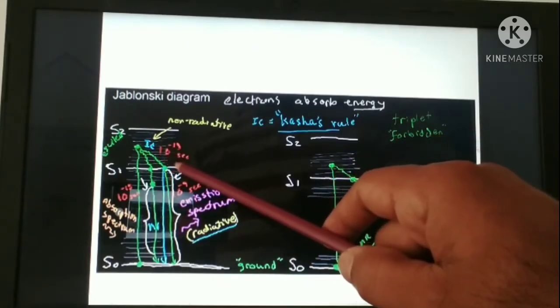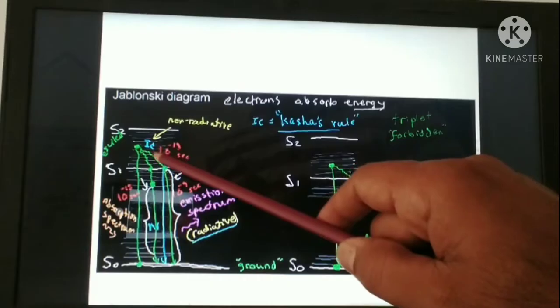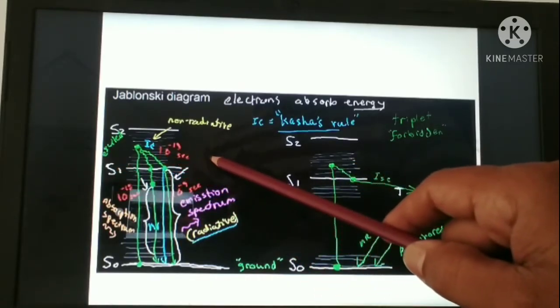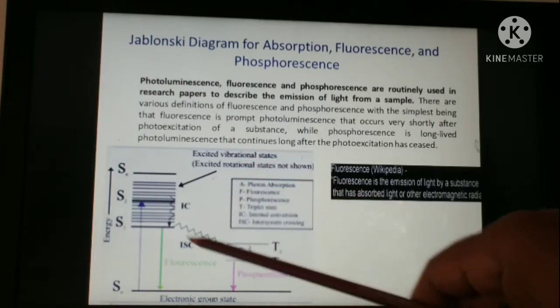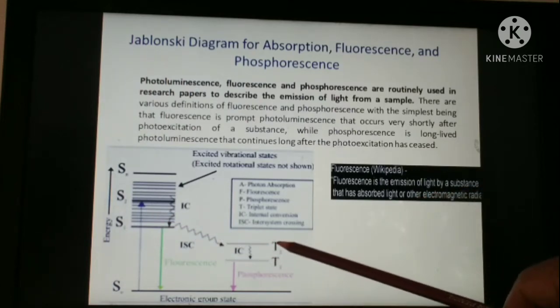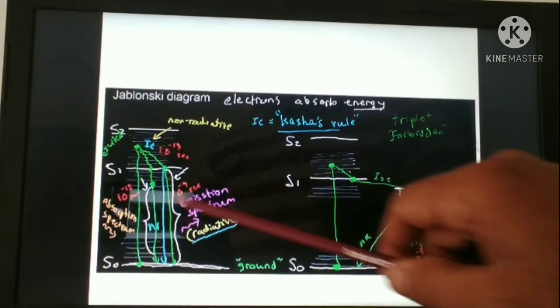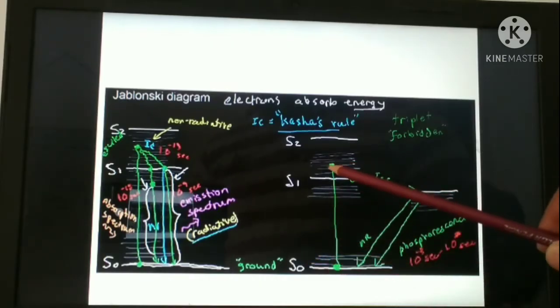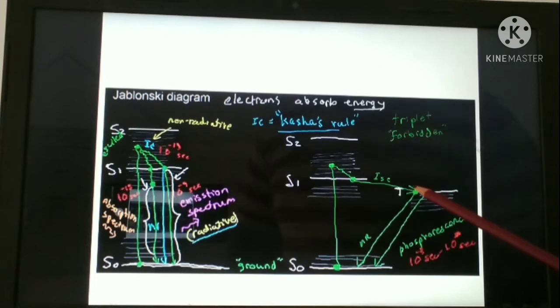If this is an excited electron, there can be a change in the spin state. This is the singlet spin state of the electron, and this is called inter-system crossing, ISC. So inter-system crossing changes the spin state from singlet to triplet. You can see here the same thing: the electron is excited from the ground singlet state to the first excited state, then internal conversion, which is non-radiative, and then the spin state of the electron changes from singlet to triplet. This is called inter-system crossing, ISC. Then from this triplet state it releases the energy.